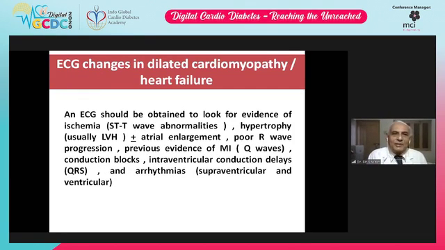ECG changes in dilated cardiomyopathy and/or heart failure. An ECG should be obtained to look for evidence of ischemia, ST and T wave abnormalities, hypertrophy, especially left ventricular hypertrophy, plus or minus atrial enlargement, poor R wave progression, previous evidence of myocardial infarction such as Q waves, conduction blocks, intraventricular conduction delay, widening of the QRS, and arrhythmias, supraventricular and ventricular.